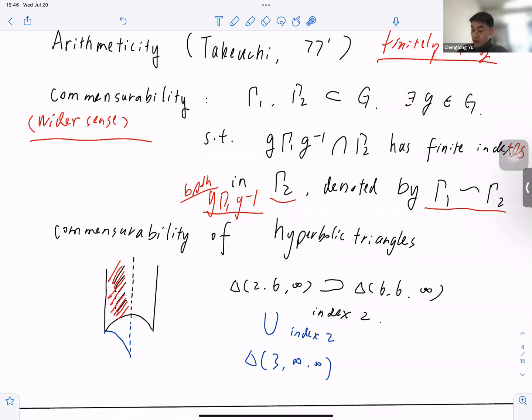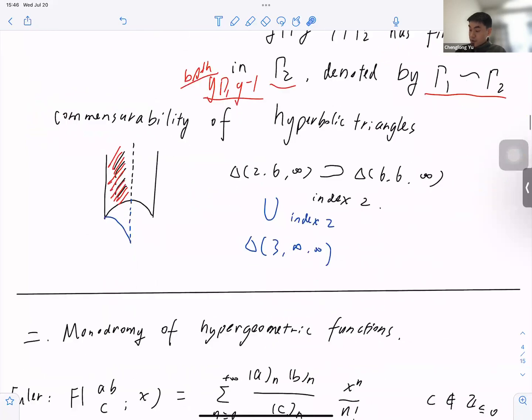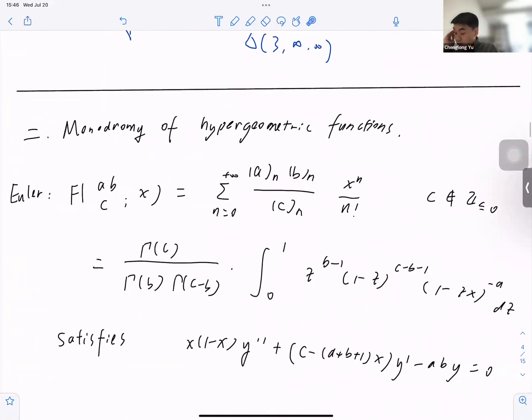All right, any question for this part? If no question, let me go to the next part of today's talk. So the first part is more or less about the geometry. Then in the next part, I will describe an algebraic way in which those groups appear. So the first important classical example is related to hypergeometric functions. So Euler studied this kind of function defined by this power series.